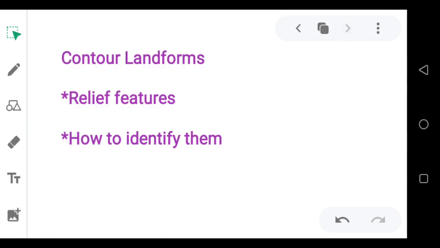We have come to the end of today's class. In our next lesson, we are going deeper. We are going to look at contour landforms, the relief features, and how to identify them from the contours.